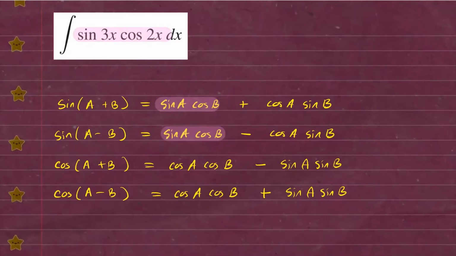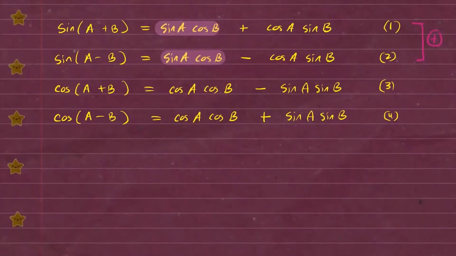Let's call this one formula 1. Call this one formula 2. This is 3. This is 4. If you simply take formula 1 and formula 2 and add them up, you're going to get something that will help us to integrate. So let's go ahead and do that. Take these two and add them up. If I take formula 1 and formula 2 and add them, I will get the following formula.